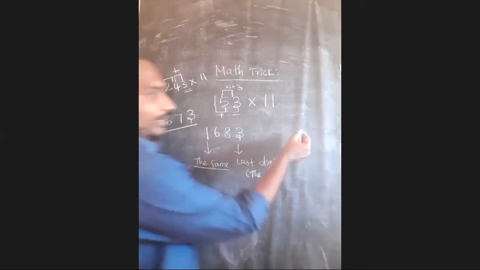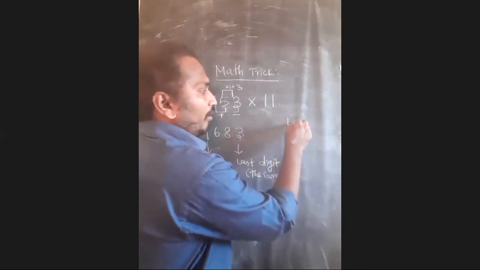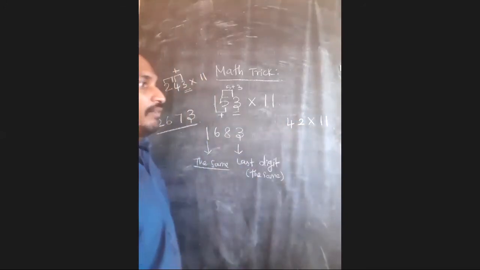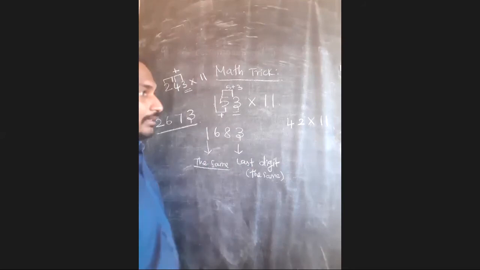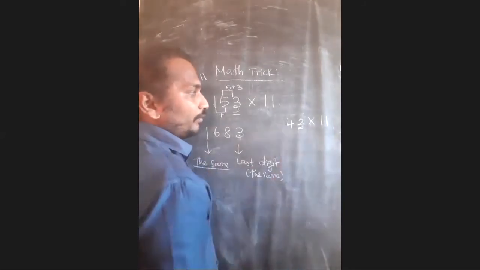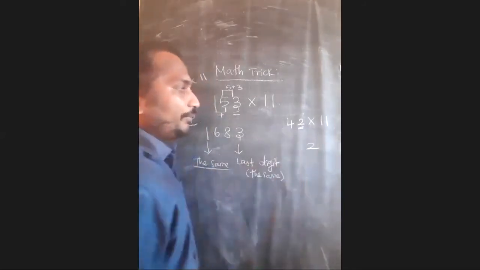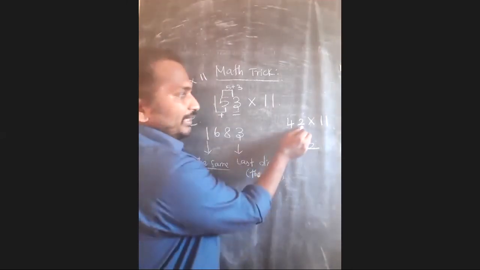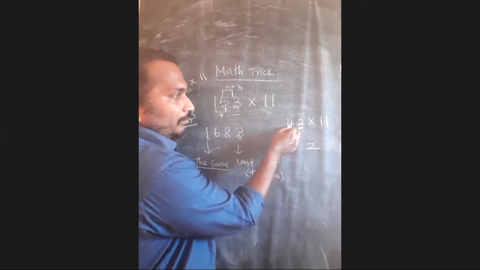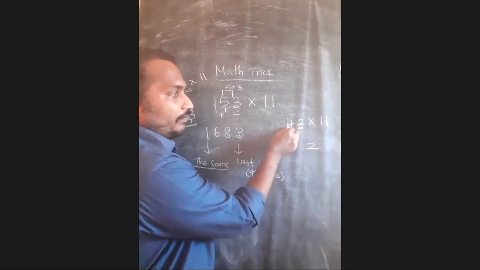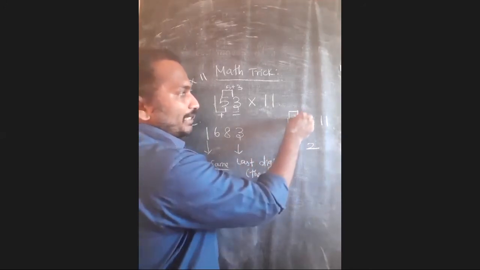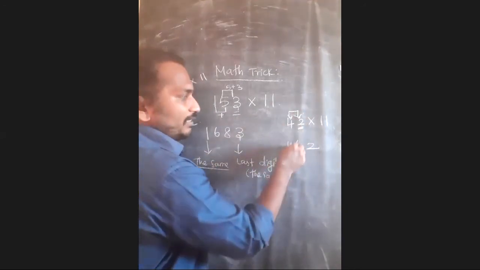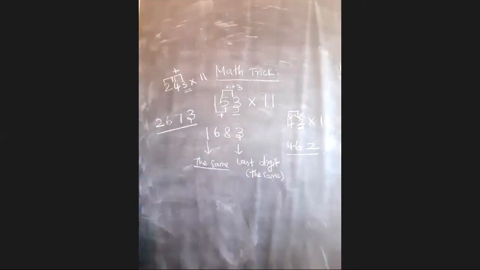So let me write the number over here. 42 into 11. See the last number, 2. Write the number as it is; no need to change the last number. Then see the number before the last number, 4. 4 plus 2 is 6. Then write the first number as it is. So the answer is 462.